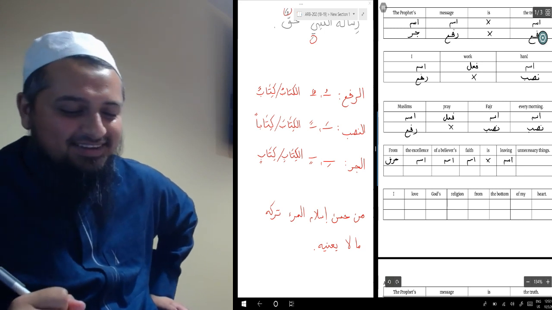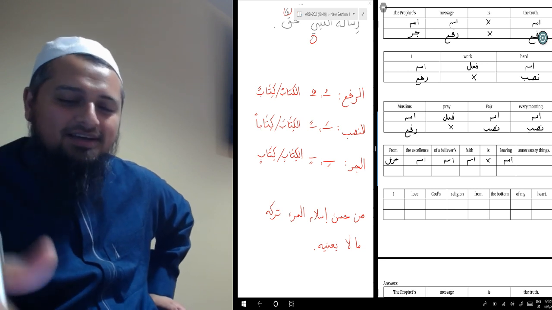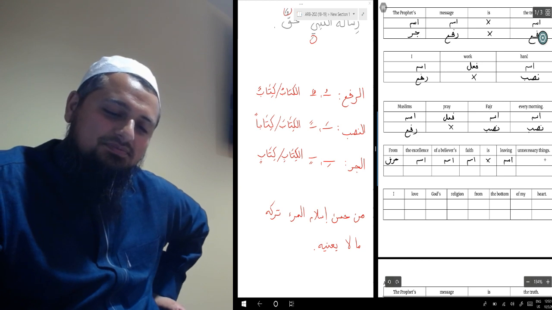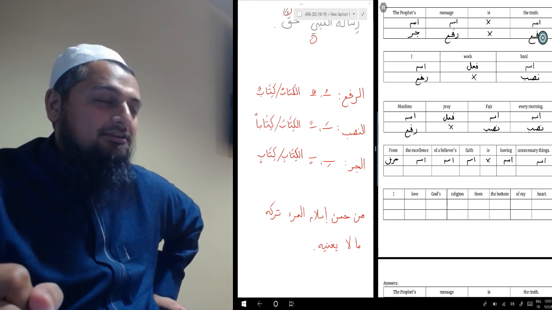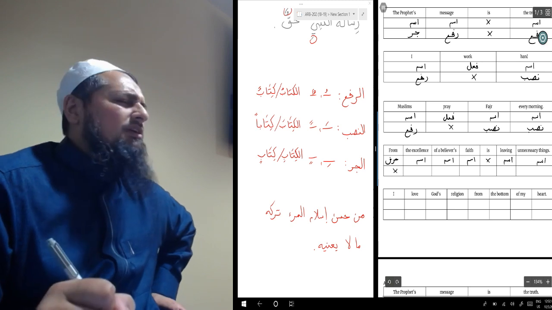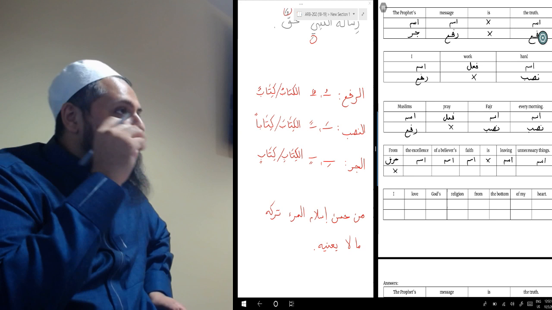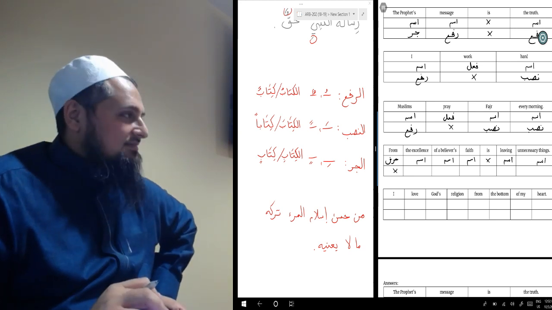Ism. Leaving what doesn't concern him. That's a whole khabar. Unnecessary things would be a what? Ism. From is a harf, so it doesn't have any grammatical state. And we'll learn that all the huruf, all of the particles in the Arabic language, don't have grammatical states.